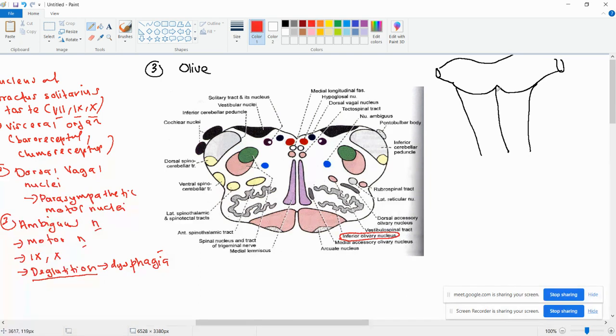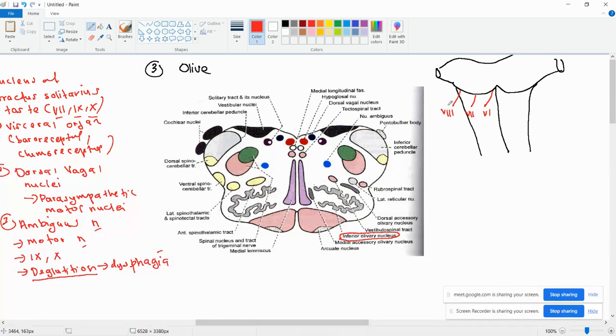Yes, class. Can you name this cranial nerve, this cranial nerve, and this cranial nerve? This is cranial nerve number 6. Very good. And then over here, 7. And then the last one is number 8, which is the vestibulocochlear nerve.